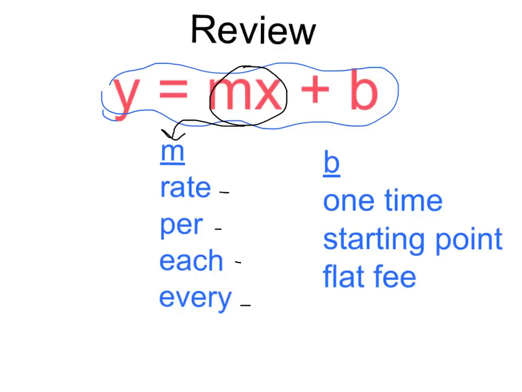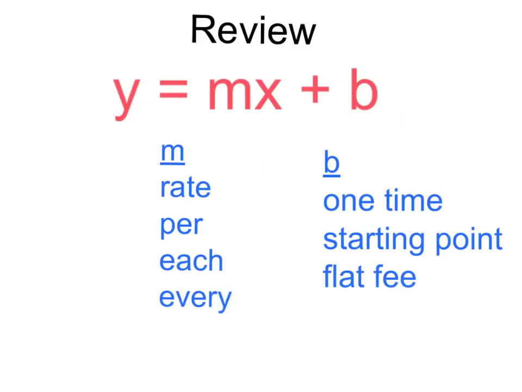You get paid $8 per hour. You're going 22 miles per hour. And then b, the number that's added to your rate. This might be something that you only do once, so one time versus multiple times. Or it's your starting point. Let's say, I'm starting with $10. That's my starting point. Or maybe it's the flat fee. In some bills, you might have to pay $20, and then you also have to pay $5 per minute doing something. So these are keywords that you want to look for when you are reading story problems.